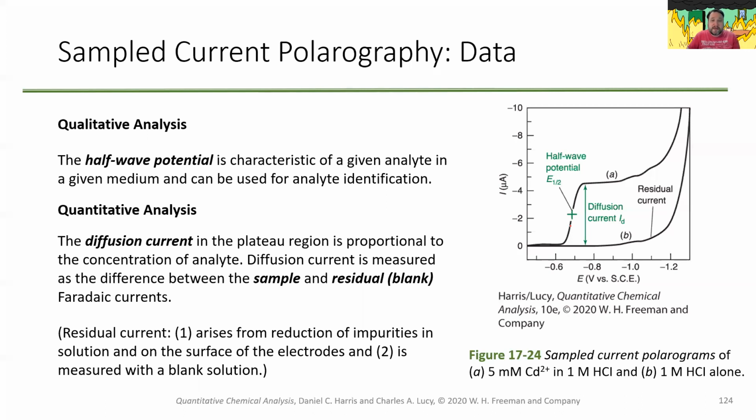Our diffusion current, that's the plateau region, is proportional to the concentration of the analyte. So how high up this goes, right? If you have more stuff, it's going to go up higher. And that's the diffusion current, which we're going to measure between our control, so HCl, and our solution with the analyte in it.